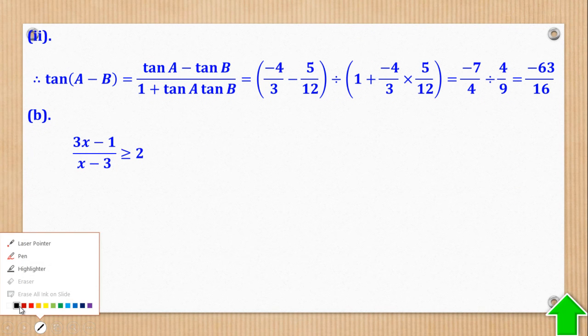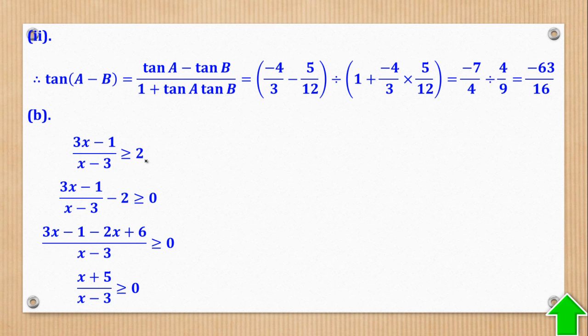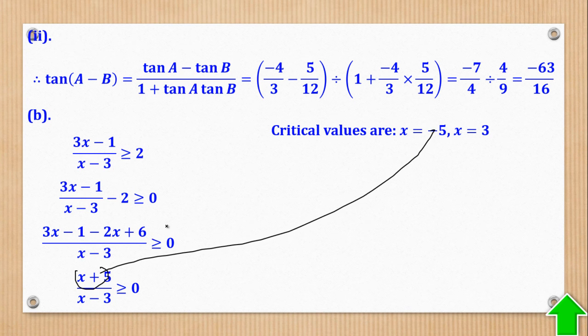Here, the first thing to do is to take all the terms on one side. If you cross multiply this step, it is not okay. Then get the LCM, in other words, combine the two into one quotient. Collect like terms, then you can get the critical values. When I equate this to 0, I get this. Equate this to 0, I get this.